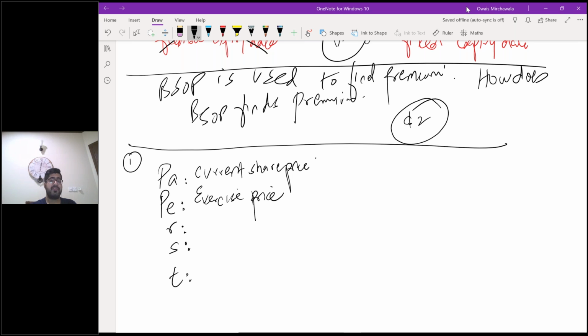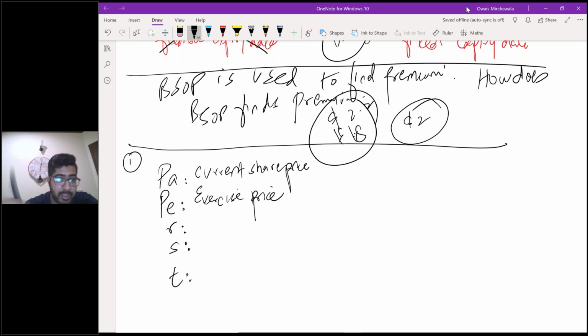If the current share price is 2, most probably I will be giving you the right to buy these shares for 2.2, for example. Maybe I'm giving you the option to get these shares for 1.8. This is called the exercise price. The current price is what is in the market, but the price at which I am giving you the right to get these shares is the exercise price.